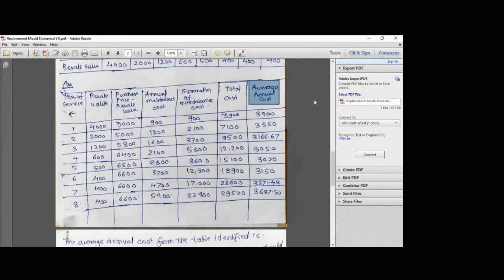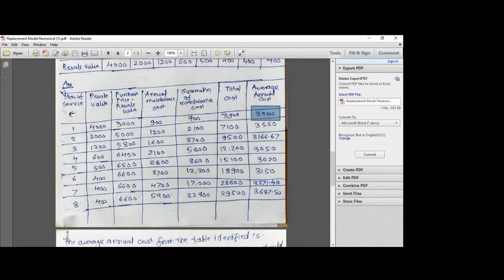So the very next step is to find out the average annual cost that we have incurred for every year, right? So how are we going to find out? This is the total cost divided by the number of years.